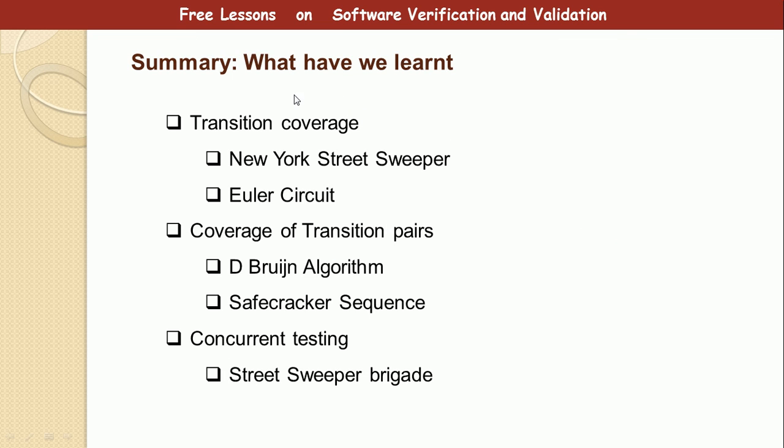Alright, let's now summarize. We discussed transition coverage, and then we discussed coverage of transition pairs, looking at the algorithms, and then we discussed concurrent testing. So these are the 3, and I gave examples of these 3. This is where I'm going to stop for now.